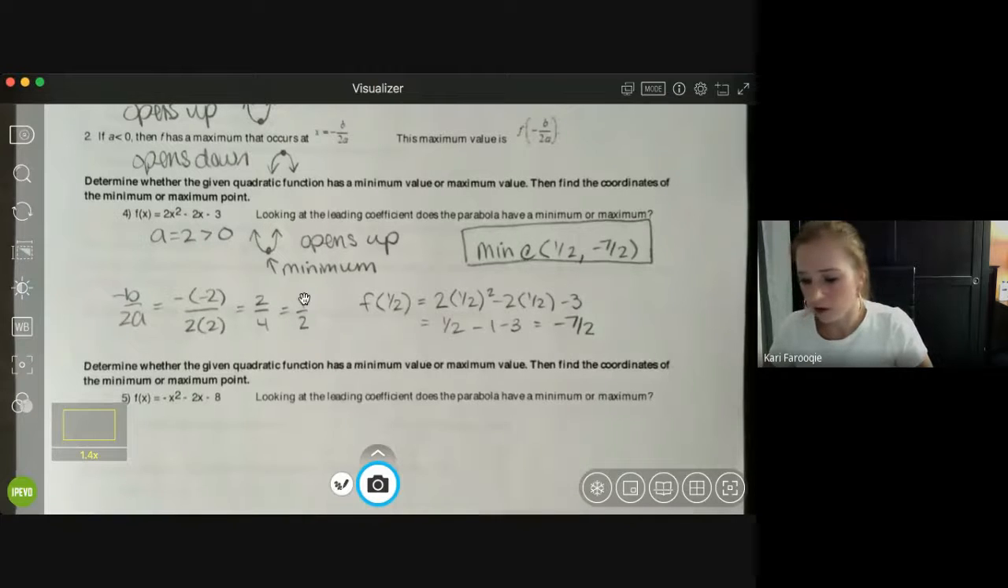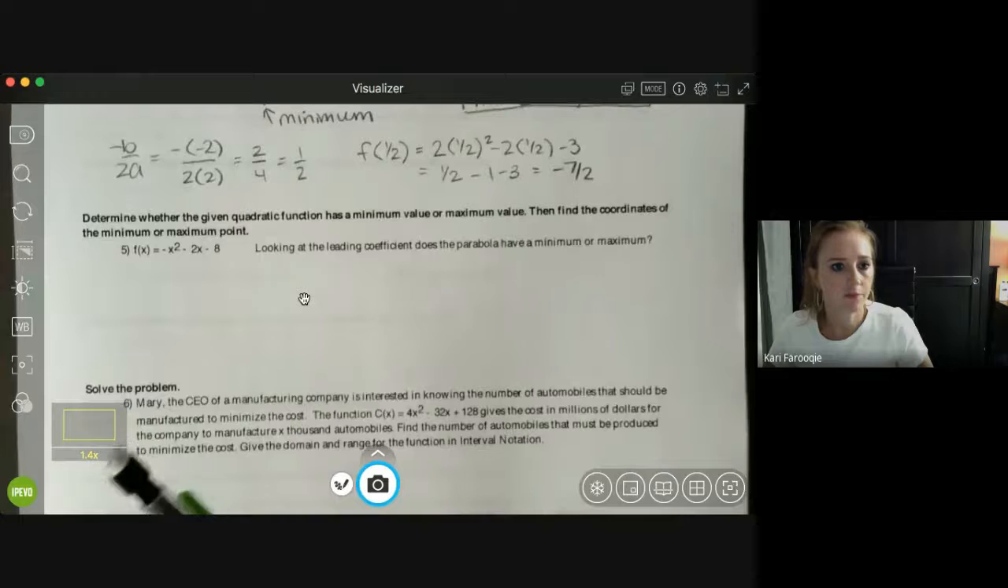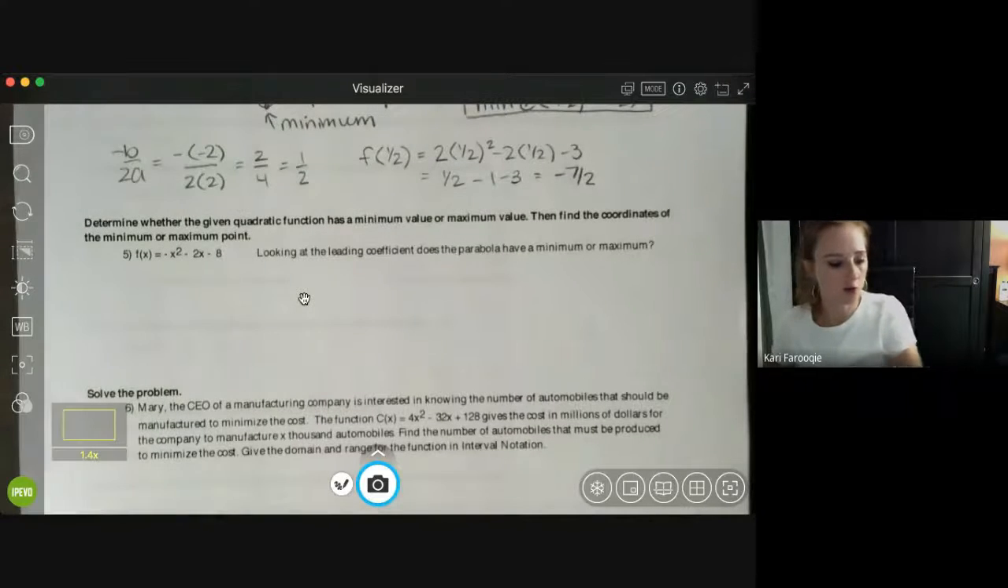Okay, you guys do the next one. I have to finish my attendance here. Minimum or maximum, and then find what the value is.